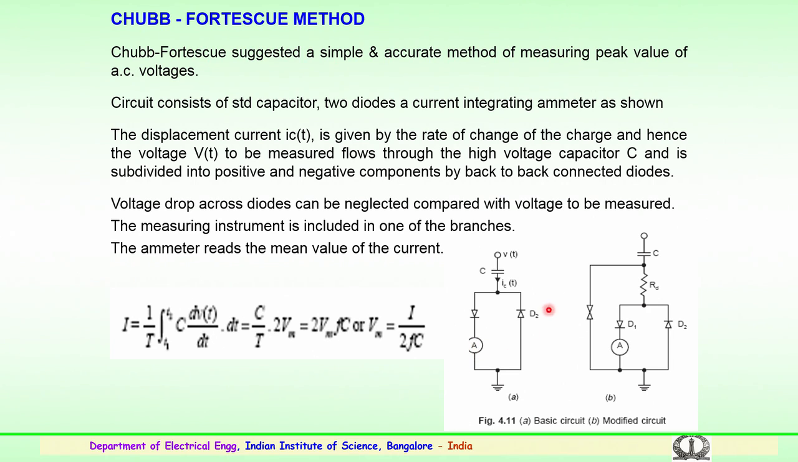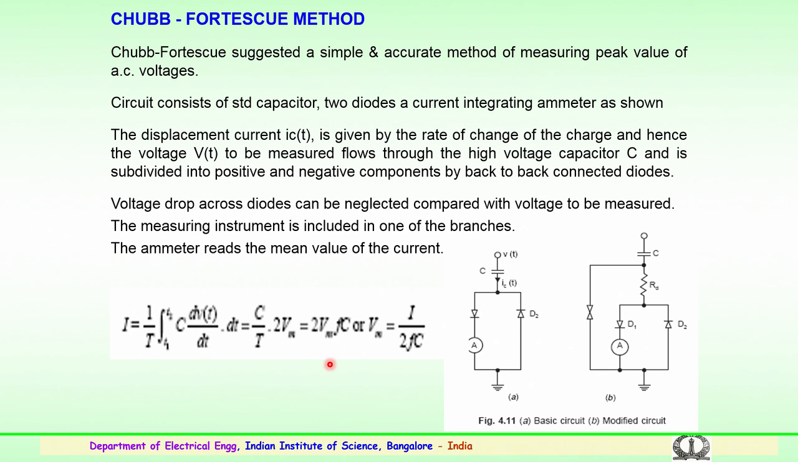So, the displacement current, particularly the iC(t) from the capacitor when voltage is applied, is given by the rate of change of the charge, and hence the voltage V(t) which is to be measured flows through this high voltage capacitor and is divided into positive and negative components through the help of these back to back connected diodes. The voltage drop across these two diodes could be neglected because it is very small in comparison to the measured voltages. The measuring instrument, that is the ammeter, is included in one of the branches, and this ammeter reads the average or mean value of the current which is passing through.